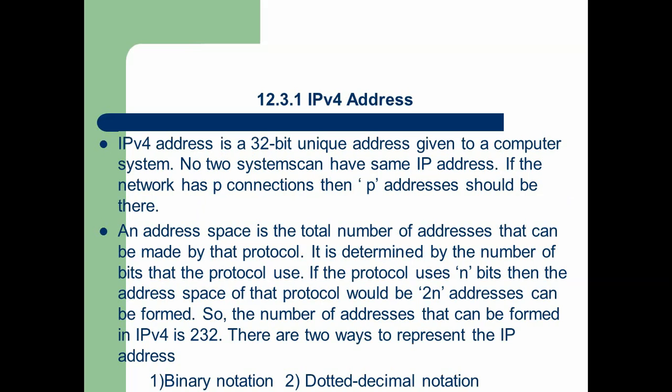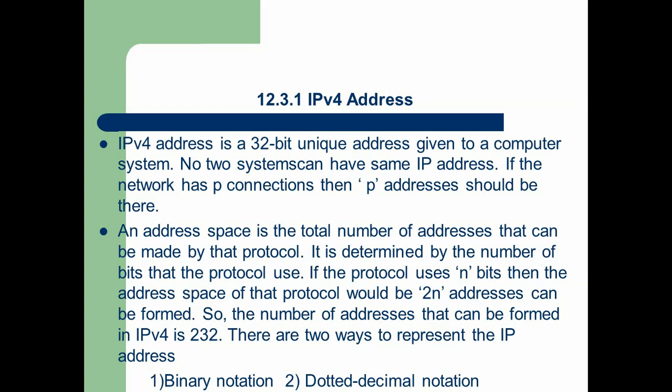What is an IPv4 address? It is a 32-bit unique address. It means 32 bits are allotted for each and every computer address. No two systems can have the same IP address. If the network has P connections, then P addresses should be there. It means if there are 1,000 computers in any network, then 1,000 IP addresses should be generated in IPv4 as well as in IPv6.